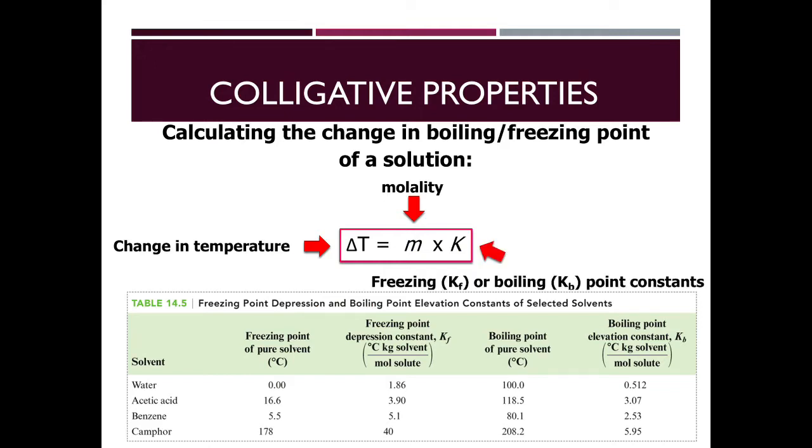This K can be either Kf, which is our freezing point constant, or Kb, which is our boiling point constant. In this equation, most times I'll just leave it as K, so that we can use the same equation throughout. So our change in temperature equals our molality times K. Most times you'll see me write molality as a cursive m, so that we don't confuse it with molarity or mass or all of the other m's we've got going on.